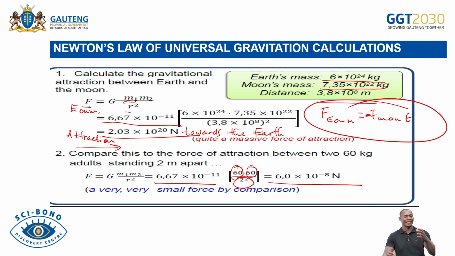Even if it's like that, please copy the equation as it is, because some learners will manipulate the equation first and then substitute from the manipulated equation. We don't give marks for the manipulated equation. We give marks for equations from the data sheet. So copy that equation as it is, even if they want you to calculate m1 or m2 or r squared. The equation is F equals G m1 m2 over r squared.